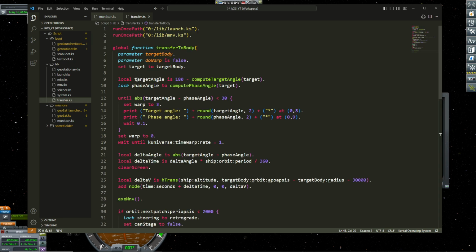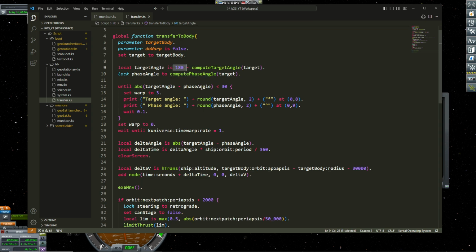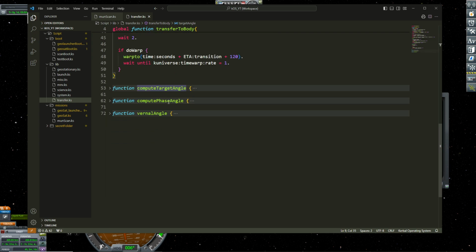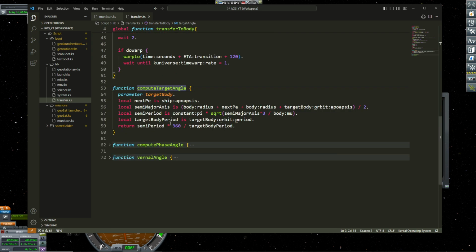So first I say, okay, the target angle is 180 minus the compute target angle. So we saw that in my graphics. Okay, I want the angle between the ship and the moon. Okay, so for that I need to look at my compute target angle from the moon. We'll see what that function is, and I take that from 180. So let's look at this function here, target angle. So it is very simple.